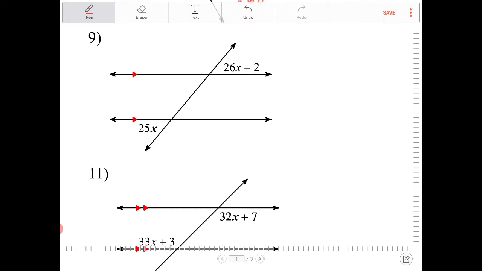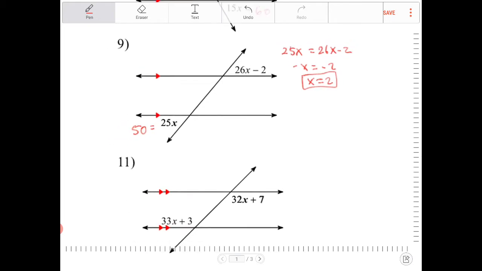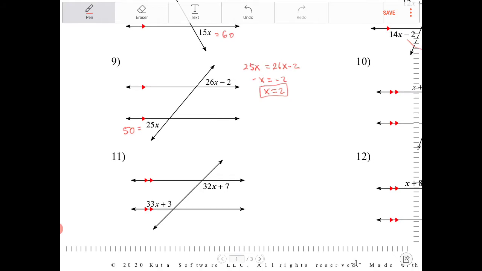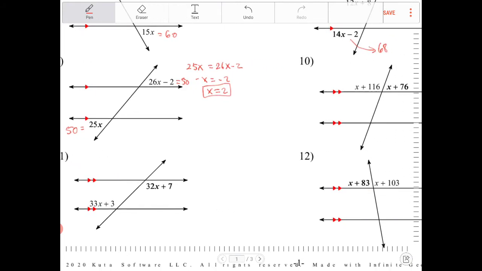Moving on. These are alternate exterior angles, and we know alternate exterior angles to be the same. 25x is equal to 26x minus 2. Subtract both sides by 26x, I end up with negative x is equal to negative 2, or x is equal to positive 2. If x is equal to positive 2, then I know that this angle over here must equal 50. Remember, I'm solving for the angle that's bolded. But regardless, because they're alternate exterior, both of them will equal 50.